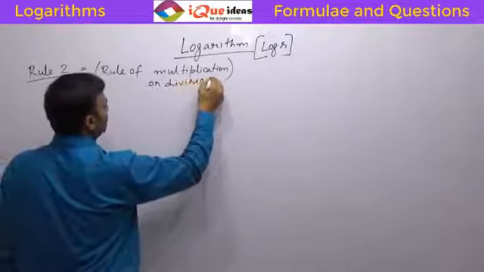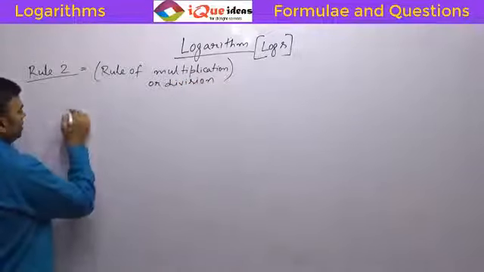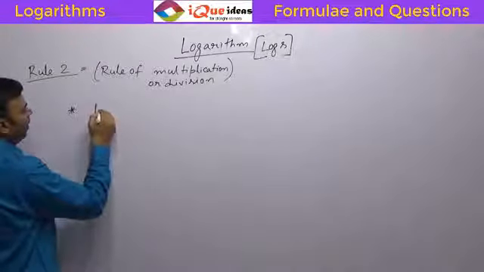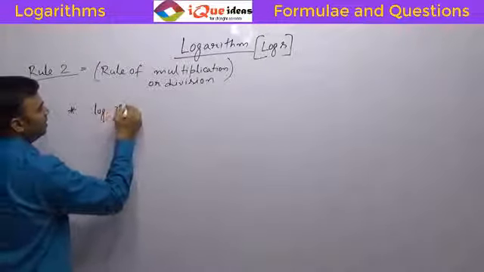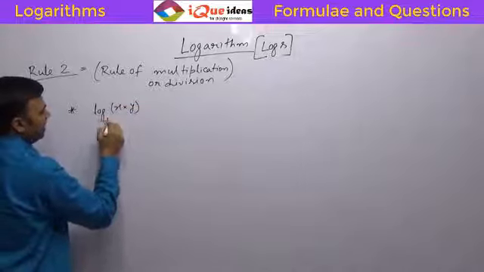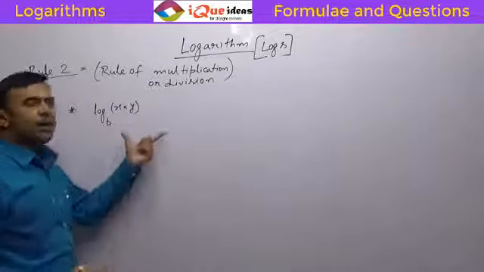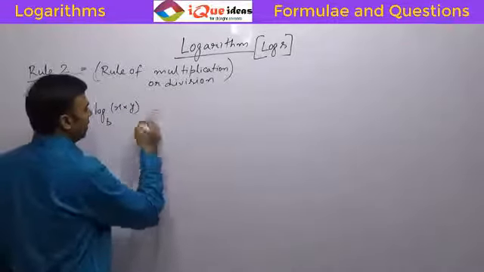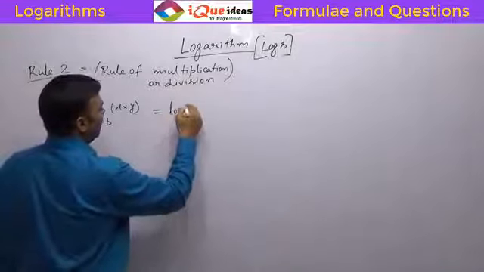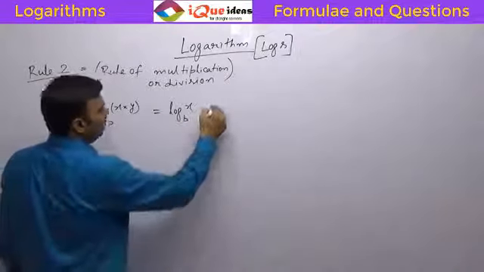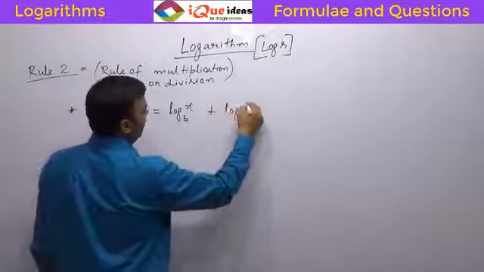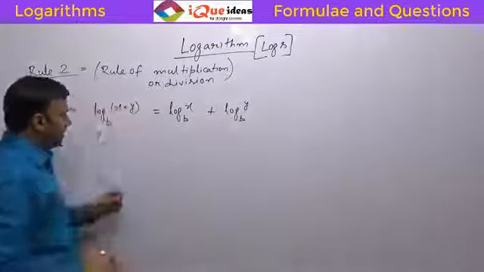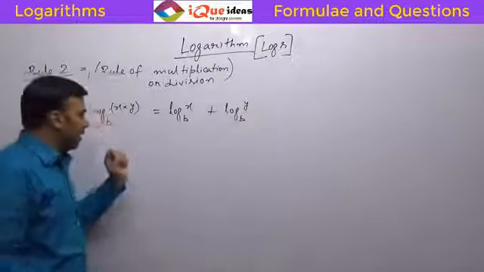How does this work? Let's see. Suppose we have log of x into y to the base b. Now we can separate them. If we separate them, what happens? We have log of x to the base b plus log of y to the base b. So understand, the base remains same.